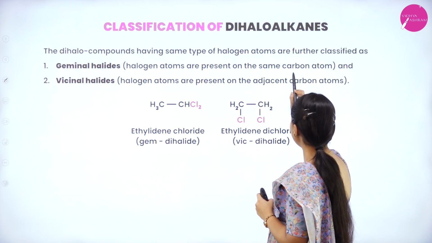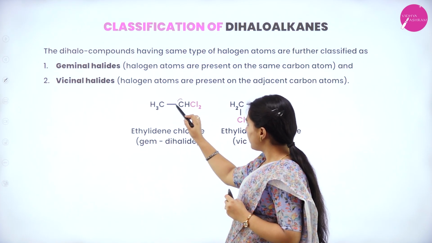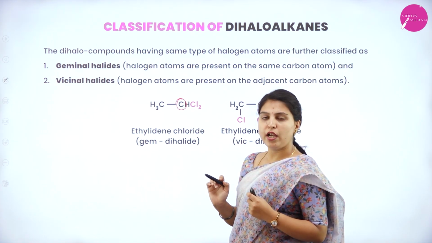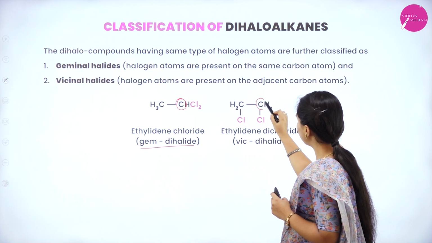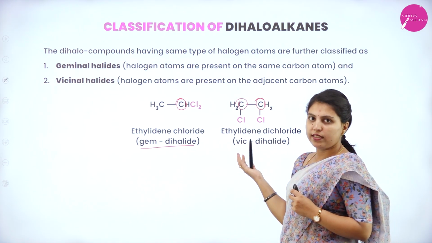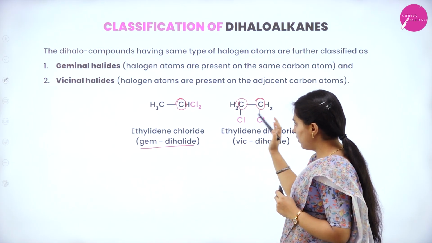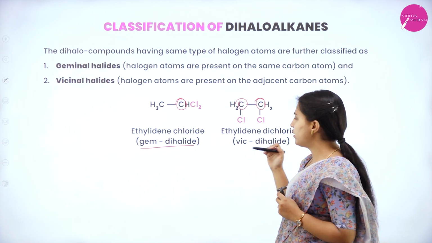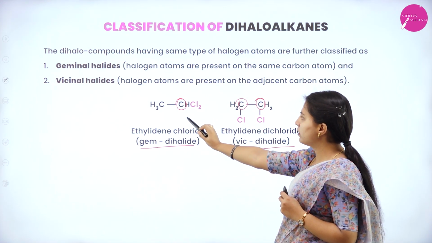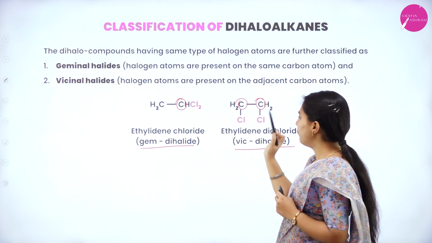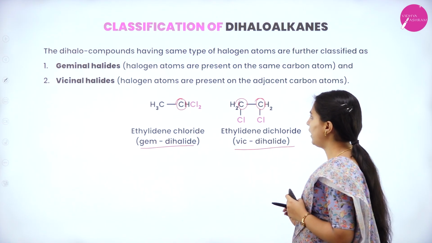If the halogen atoms are present on the same carbon atom, that will be called geminal halides. See, this is the same carbon, and to this one two halogen atoms are attached, that's why it is a geminal dihalide. See here, on different carbons, two halogens are attached. For those different carbon atoms, the same kind of halogen atoms have been attached, one on each side. So that will be called a vicinal dihalide. If two halogen atoms are attached to the same carbon, that is geminal. If two halogens are attached to two different carbons, that means vicinal dihalides.